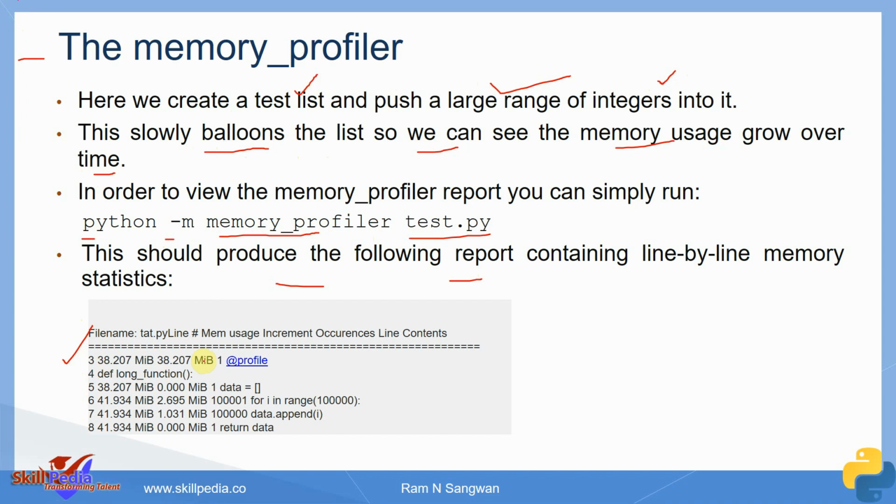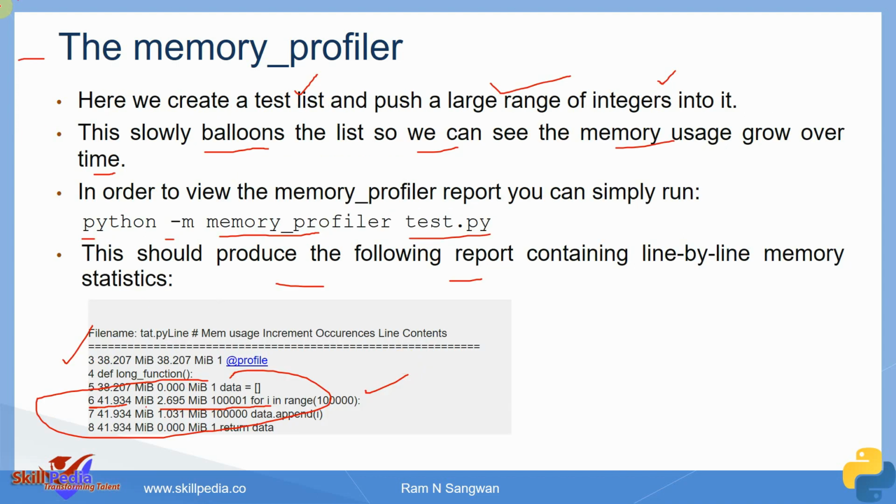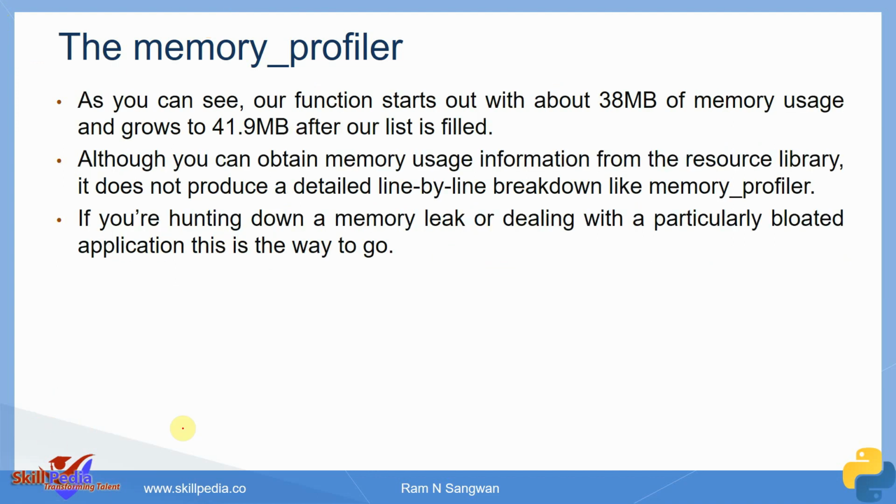So this is the first line, and you see the size and the memory uses. Look here, this is taking the maximum memory. Of course it will tell you the memory uses of your program, and when we run it we get this, and we are using 38 MB of memory total. Breakdown given here. As you can see, our function starts with about 38 MB of memory usage and grows up to 41.91 MB after our list is filled.